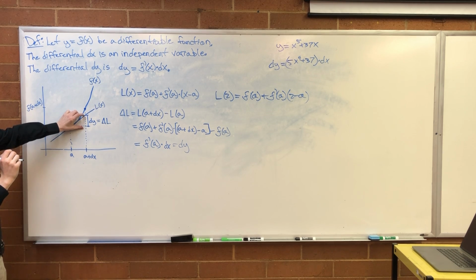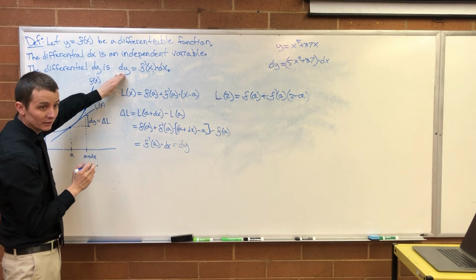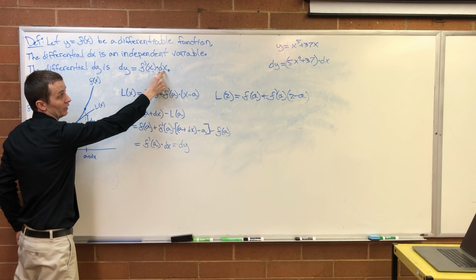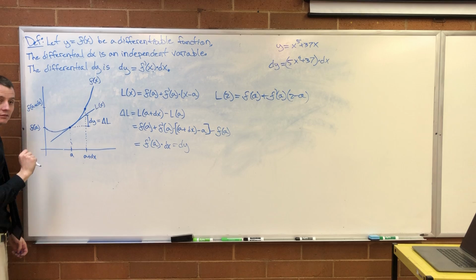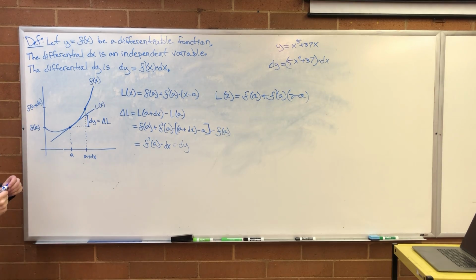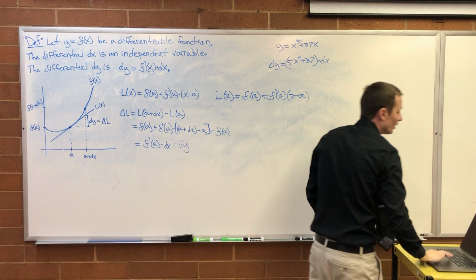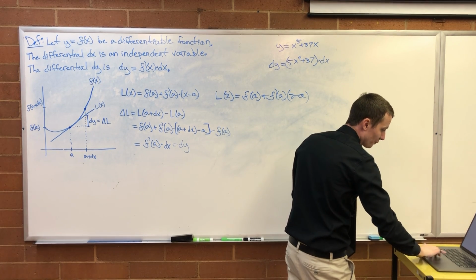So that's the geometric interpretation of what this gives us. What does dy give us? It gives us the change of the linearization across the distance dx. That's geometrically what it gives us.